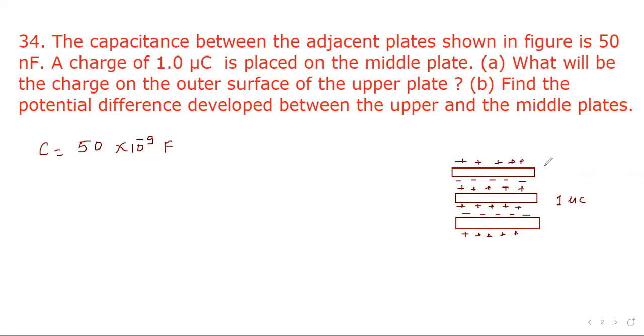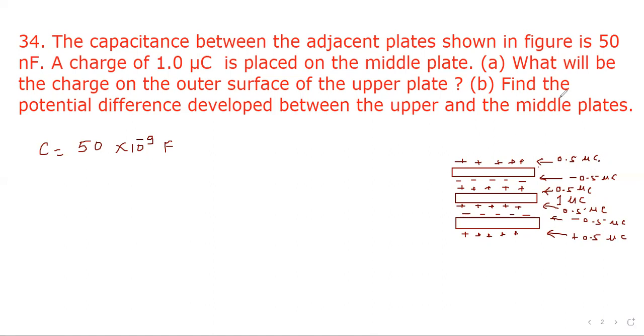Now we see the charge distribution. On the upper plate, it will be 0.5 microcoulomb. Here, minus 0.5 microcoulomb. Here, it will be 0.5 microcoulomb. Sorry, it is charge, not microfarad. And this is also 0.5 microcoulomb. Then here, minus 0.5 microcoulomb, and this will be plus 0.5 microcoulomb. Now, here our question: what will be the charge on the outer surface of the upper plate? It is clear that the charge on the outer surface of the upper plate is plus 0.5 microcoulomb.